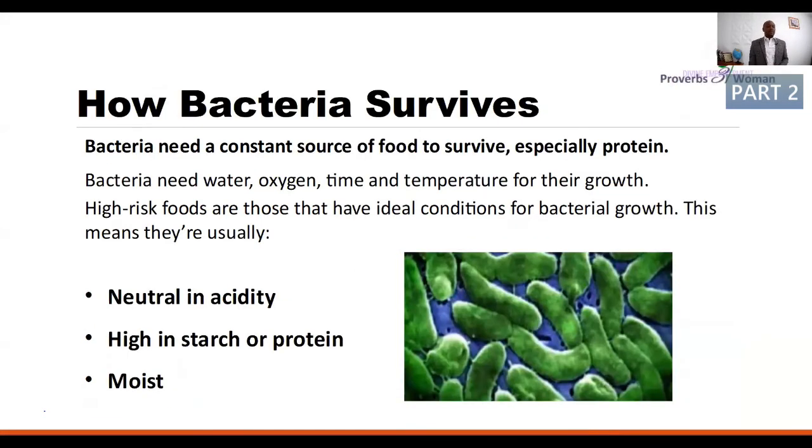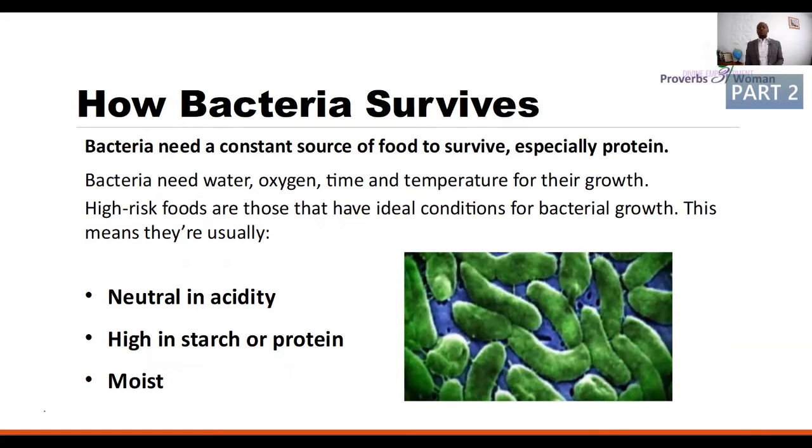Okay. Now, the next one is how bacteria survive. You see, bacteria need a constant source of food to survive, especially protein.